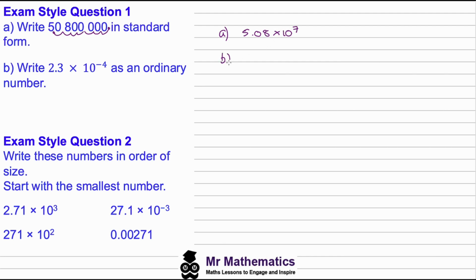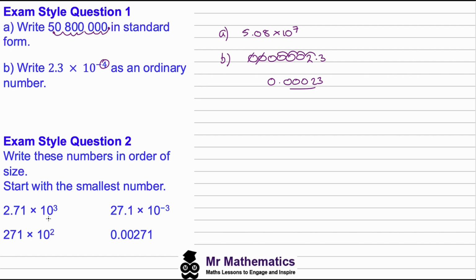And then for question B, we've got a negative power of 10. So we'll have the zeros over here. And then we've got 2.3. We need to move the decimal point 4 places to the left. So 1, 2, 3, and 4. So we don't need these. So this will give us 0.00023. Okay?